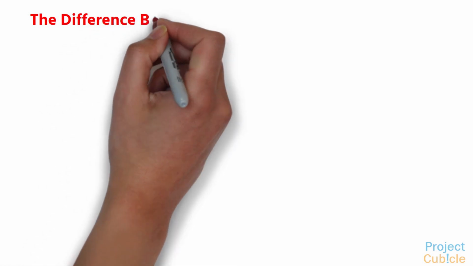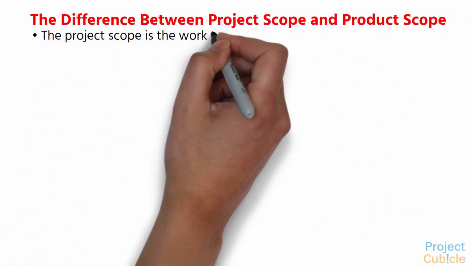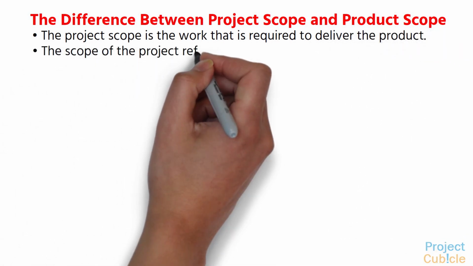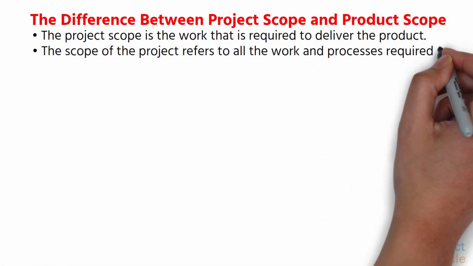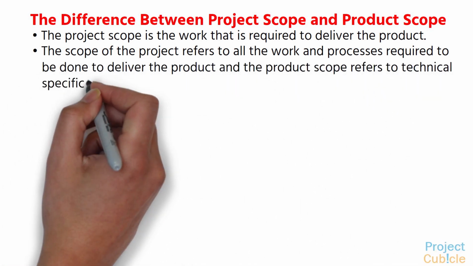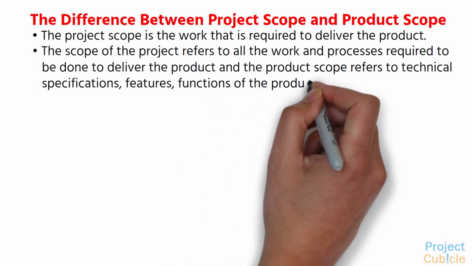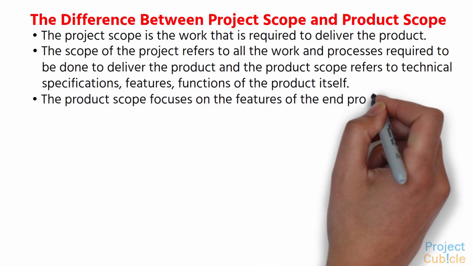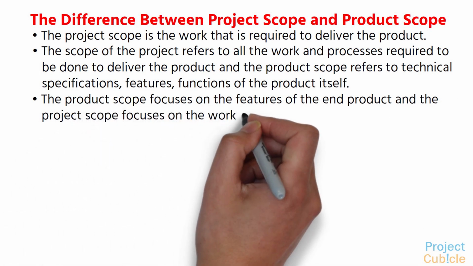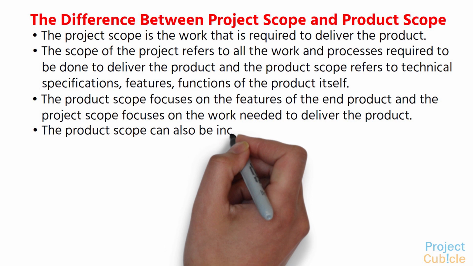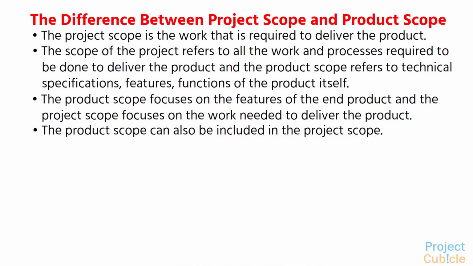The difference between project scope and product scope. The project scope is the work that is required to deliver the product. The scope of the project refers to all the work and processes required to be done to deliver the product, and the product scope refers to technical specifications, features, and functions of the product itself. The product scope focuses on the features of the end product and the project scope focuses on the work needed to deliver the product. The product scope can also be included in the project scope.